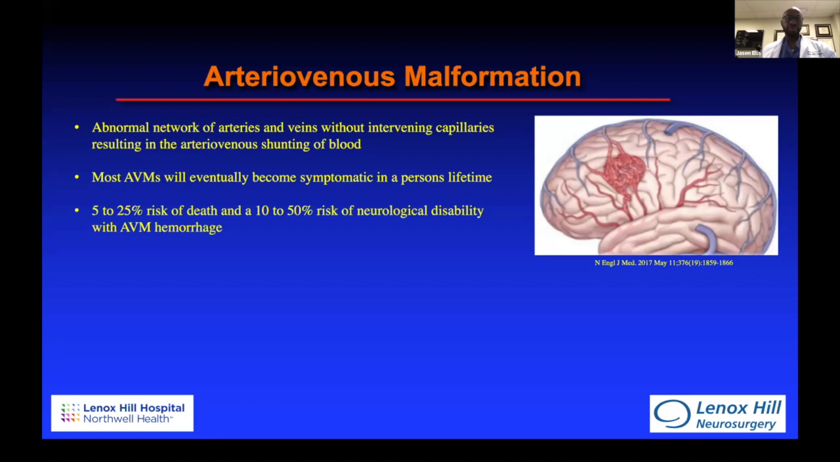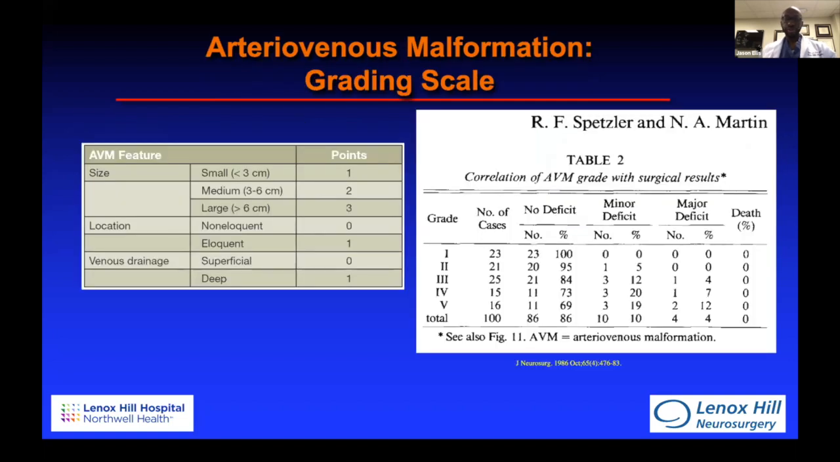Up to a 25% death rate has been reported, and 50% neurological disability with arteriovenous malformation hemorrhage. There is a grading scale that is commonly used called the Spetzler-Martin grading scale. It really was developed as a way to gauge the morbidity from surgically removing these lesions. The grading scale is based on the size of the AVM. Larger ones get a higher score.